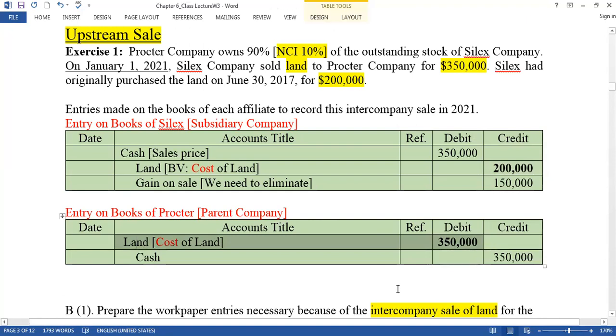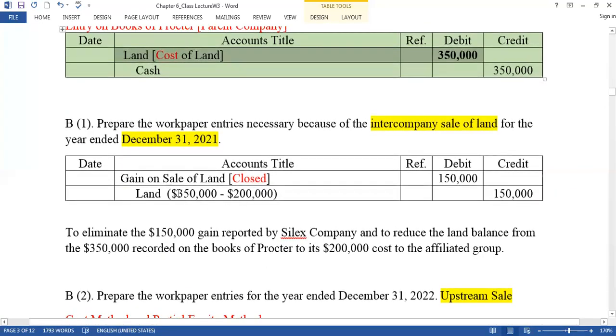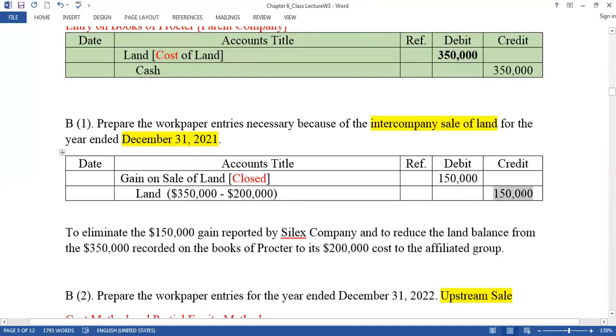So how to make it original? Now we have to credit land. We have to credit land 150,000. So if we credit land 150,000, look here: debit 350,000 minus credit 150,000 is $200,000, which is the original cost. So if we now record the 150,000 credit, it becomes the original cost, right? It becomes the original cost.